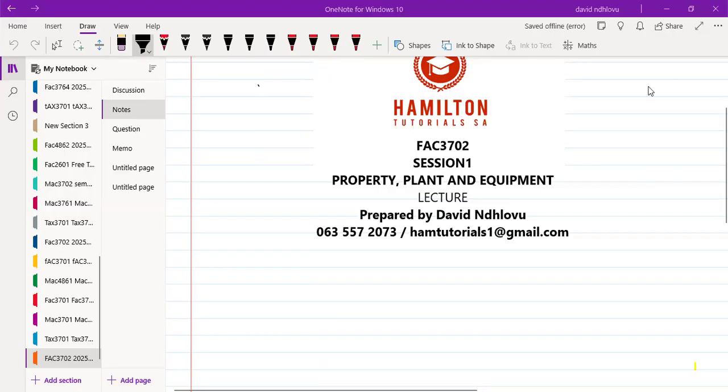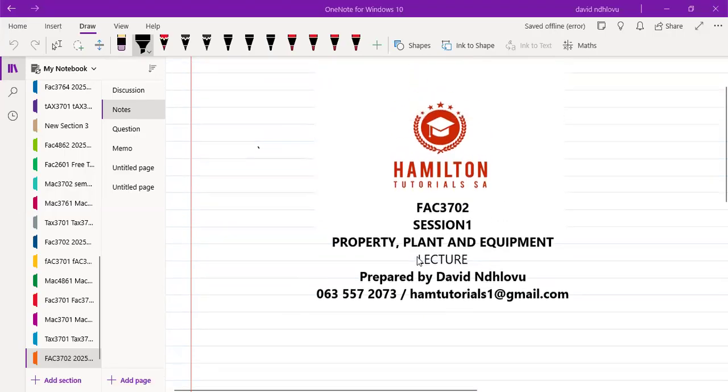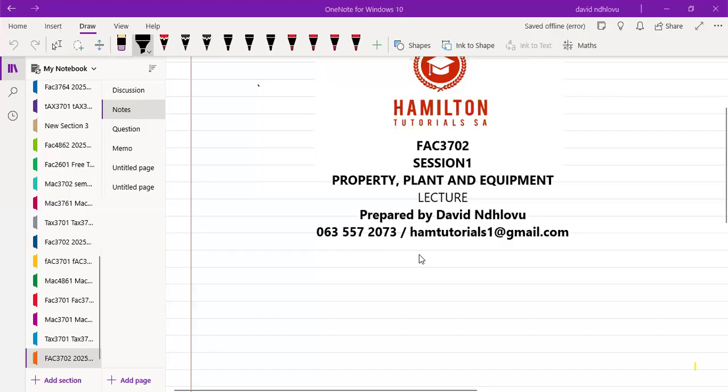Right. So welcome to our first session for FAC 3702. We are going to be looking at a very important topic in the syllabus, property, plant, and equipment. It will always be there in the exam and it carries decent marks. Normally in this module, it will probably give you anything from 20 to 30 marks without fail.